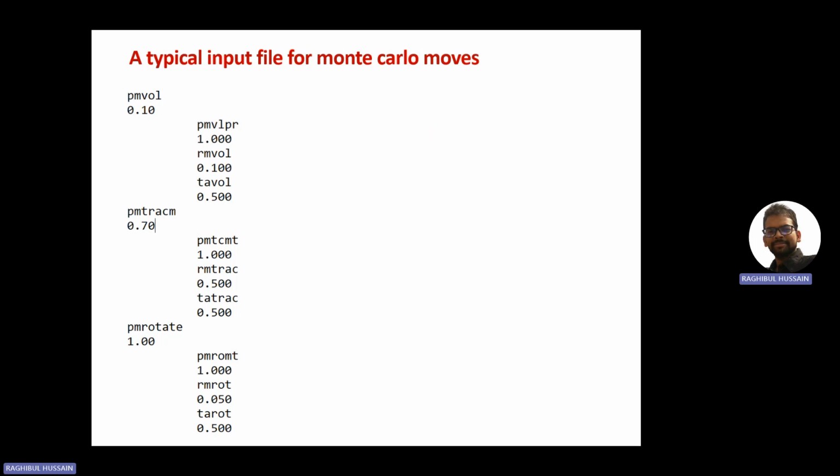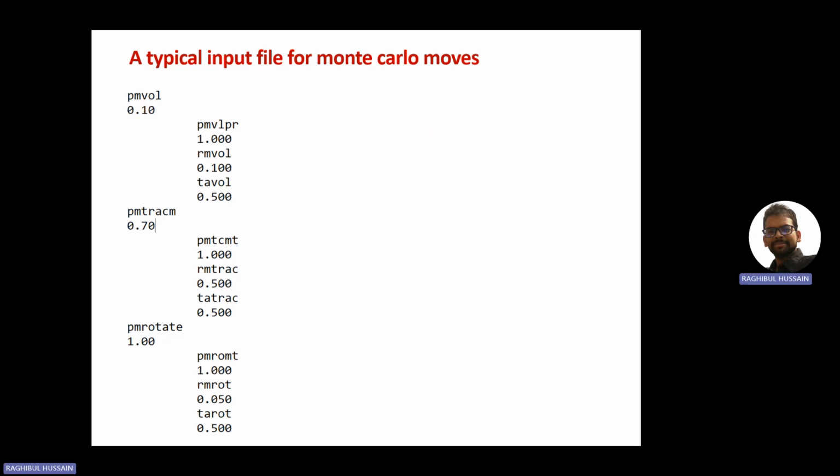If, let's say, you are doing another problem where you have another move, similarly you have to put another variable, right? Then you have to decide how much weightage you want to give to it. See, in this case, we are giving 60% weightage to the translation move. 60% of the time we are going to do the translation move, then 30% rotation, then 10% volume. So maximum time we give weightage to the displacement, then rotation, then volume move is less than 10%.